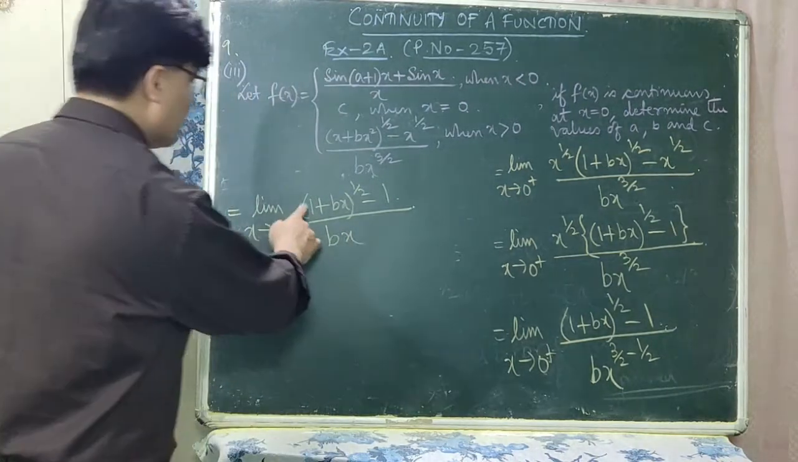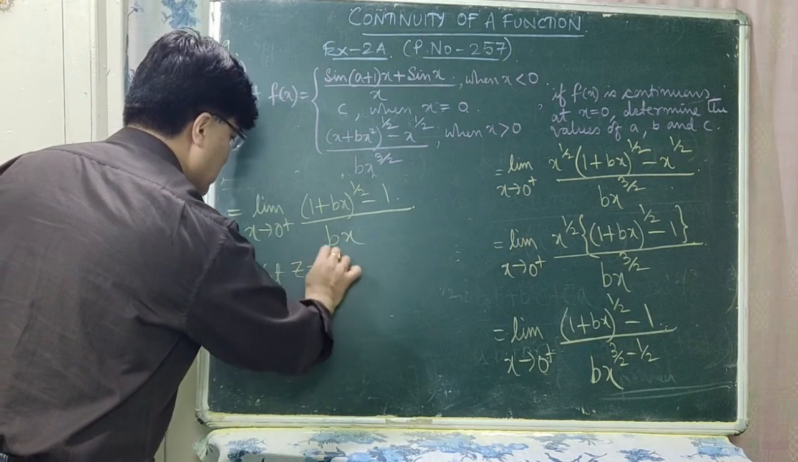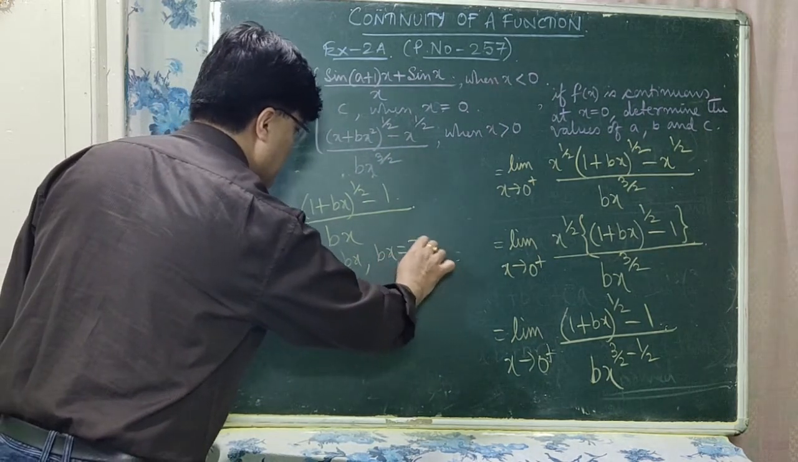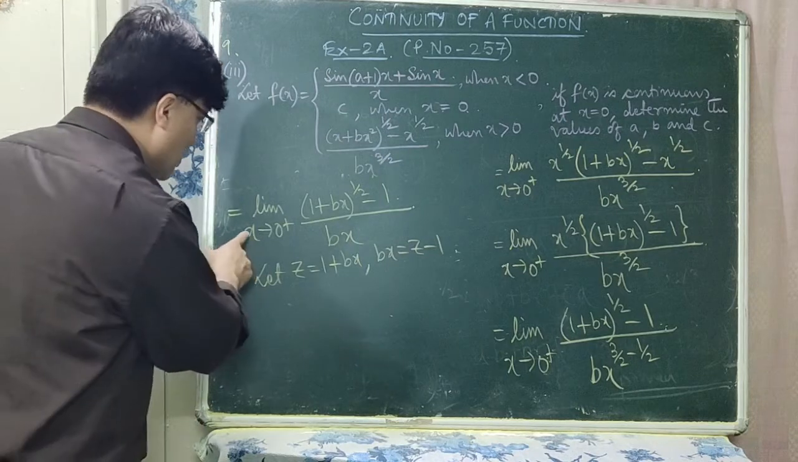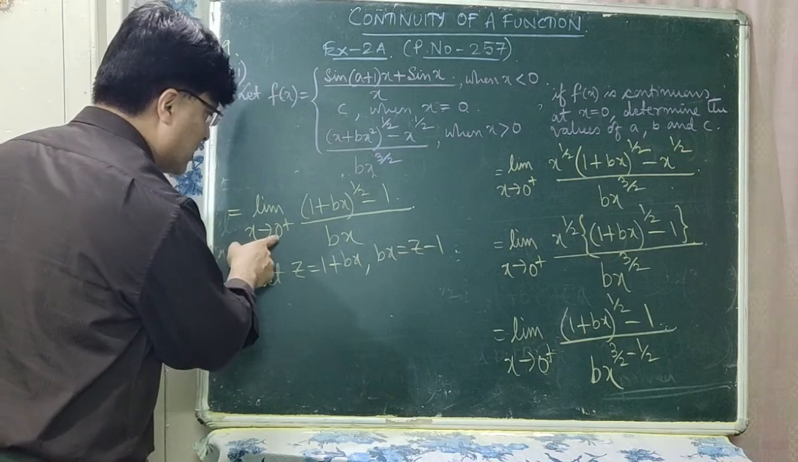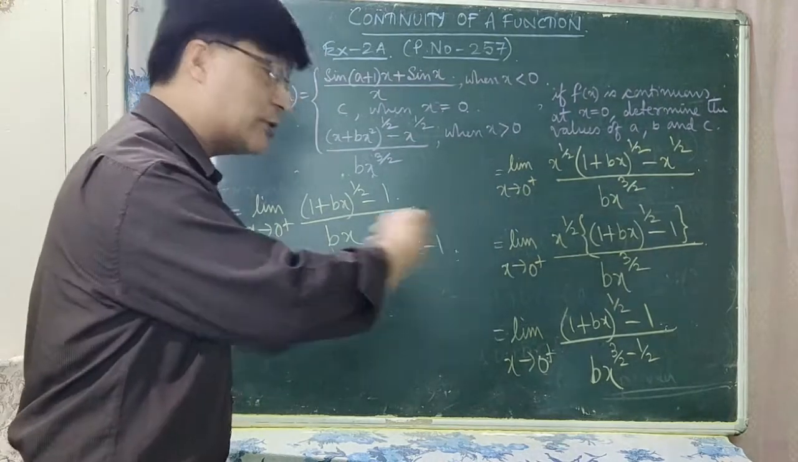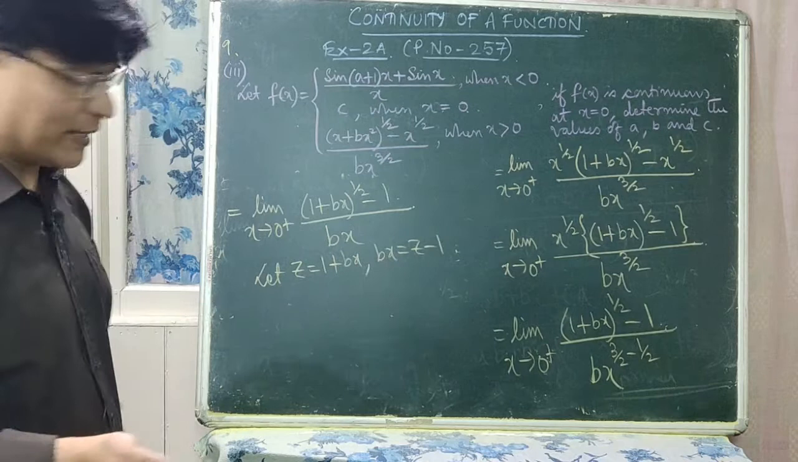So let us assume 1 plus bx as z. Let z is equal to 1 plus bx. Let us get the value for bx. What is bx equal to? This is your z minus 1. Let us change the limit now. Suppose x tends to 0 plus means 0. 0 plus only indicates that x is approaching towards 0 from the right hand side. So it is same as x tends to 0, right?